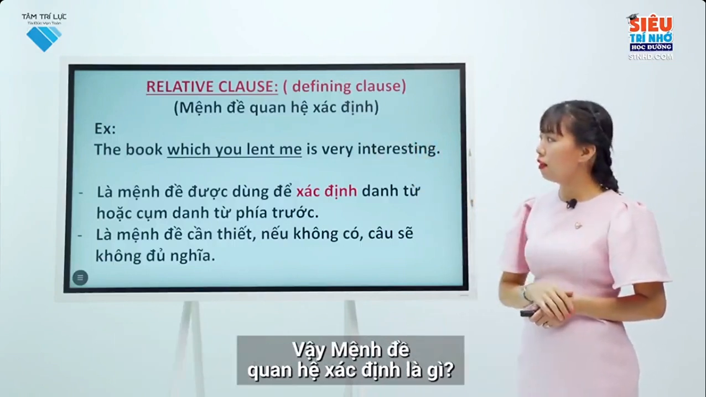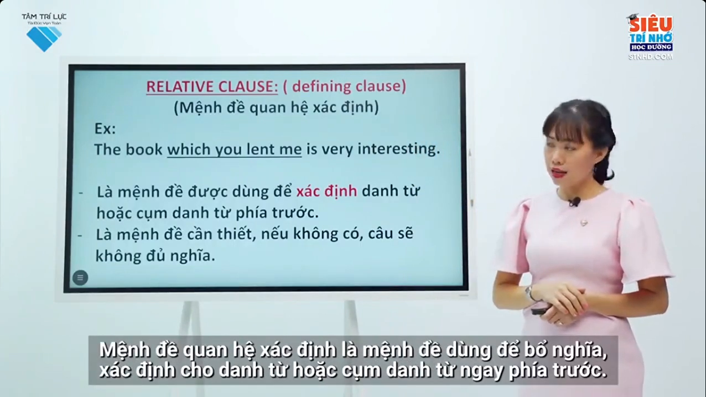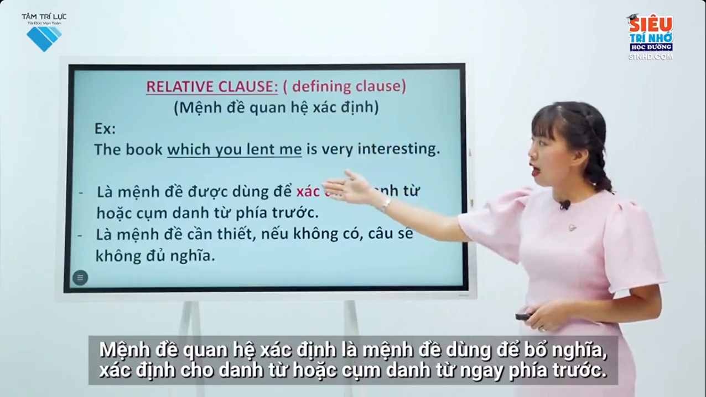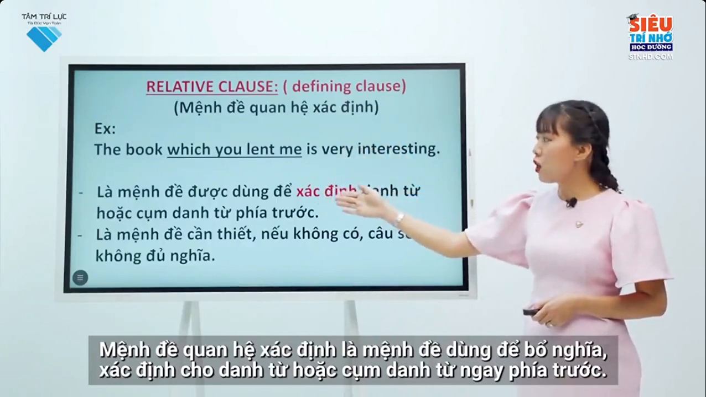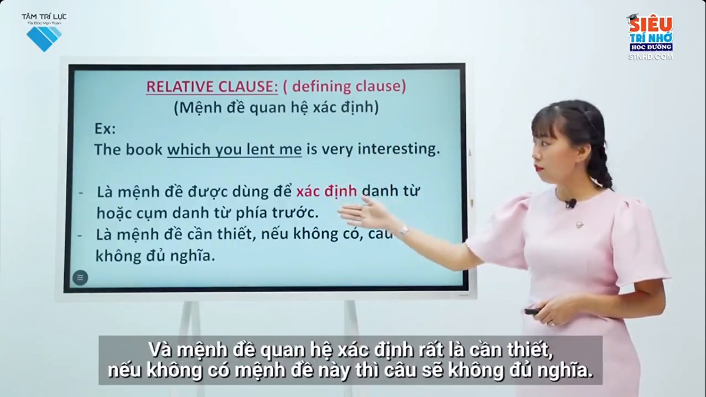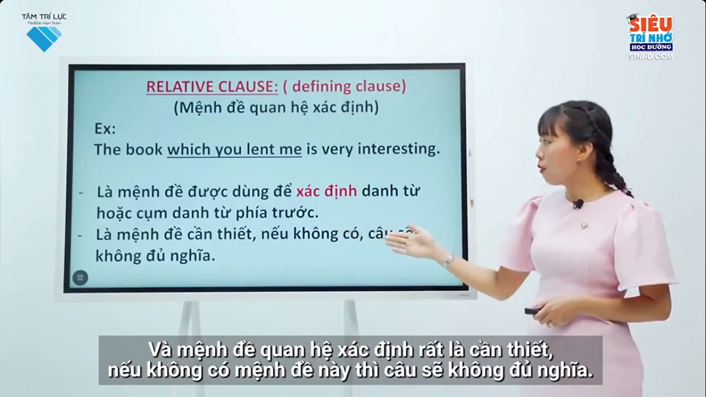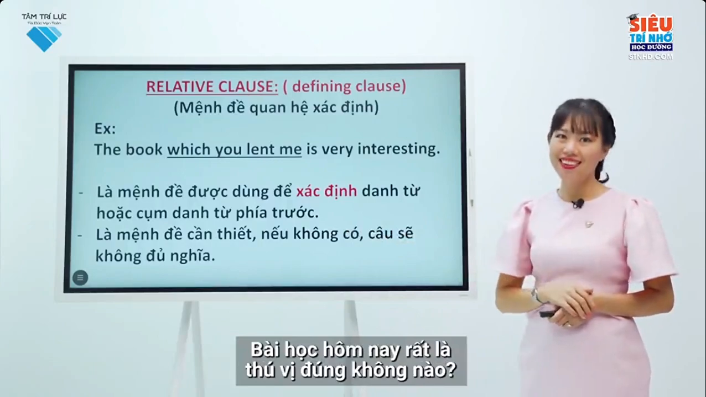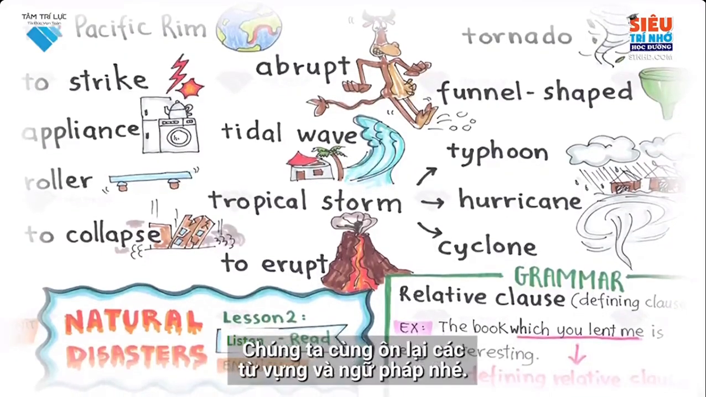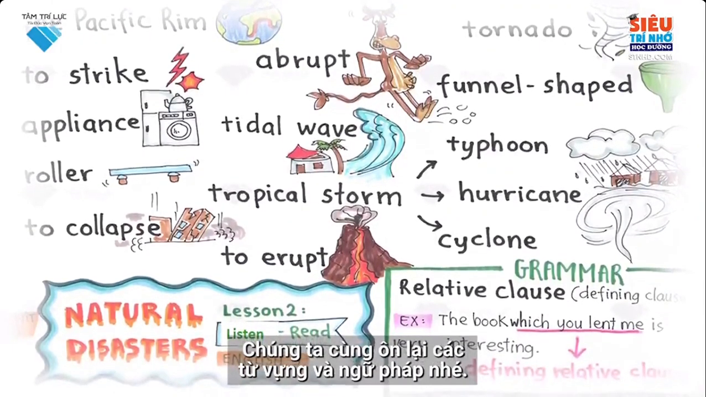What is the defining clause? Defining clause is a clause that identifies the noun or noun phrase immediately before it. And the defining clause is very necessary to make a meaningful sentence. Without it, the sentence will not make sense. Today's lesson is very interesting, isn't it? Let's review the vocabulary and grammar together.